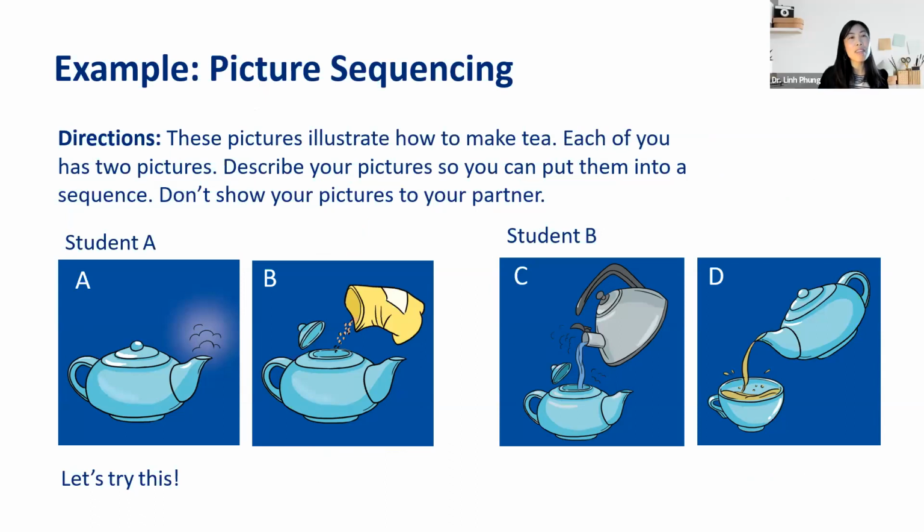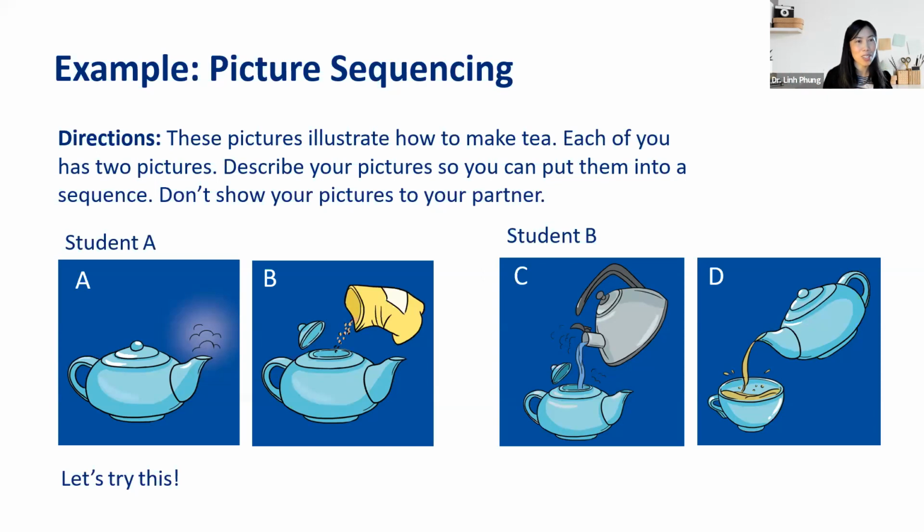Okay, so I'm giving you an example of what I call a picture sequencing task. And here I'm going to try this with Kate. So I am student A and Kate is student B. I have two pictures and Kate has two pictures. If we were in the classroom, we wouldn't be able to see our pictures like this. Students would have to hide their pictures, right? And so we need to describe our pictures so that together we can put them in an order to illustrate how to make tea. Okay, so let's try it.